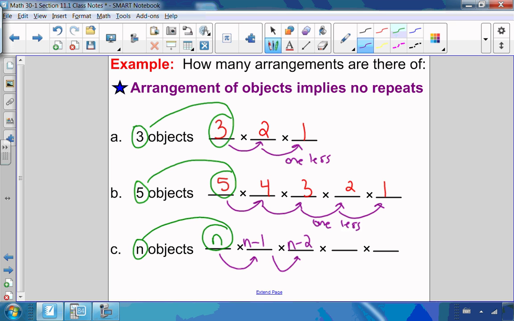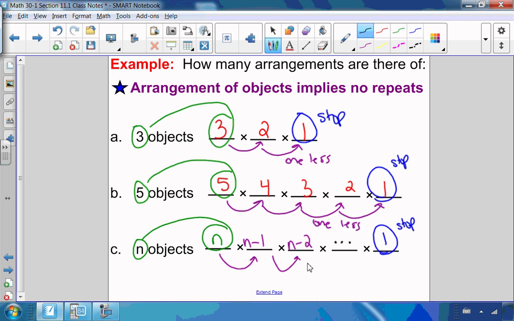And let's look at my last pattern that I see. When I reach 1, that means stop. So I know my last number here has to be 1. So I'm going n, 1 less, 1 less. Now I don't know what n is, so I don't know how many times I have to continue this process. So I'll just do dot, dot, dot.